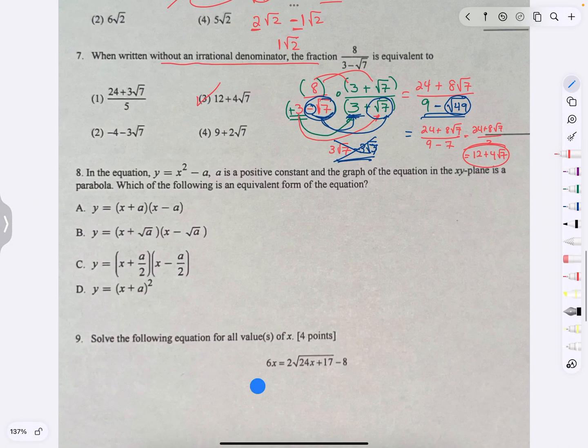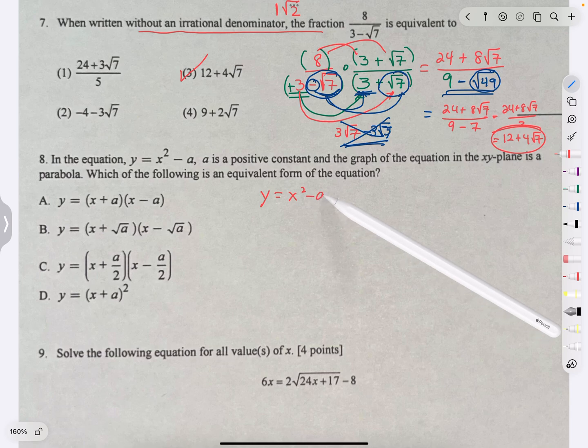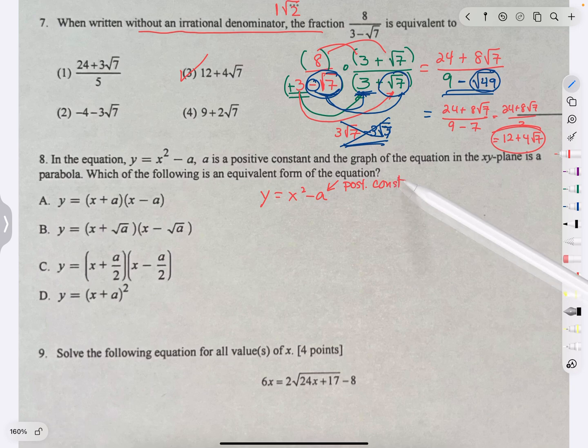All right, in this equation, y equals x squared minus a. A is a positive constant. So it's some number, 2, 3, 4, a half, 3/8, just some positive number. And the graph of the equation in the xy plane is a parabola. Okay, following is the equivalent form of this equation.